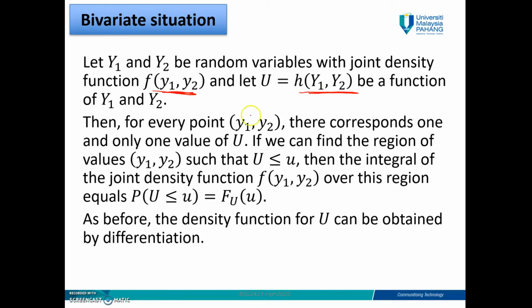Then, for every point of y1 and y2, there's one and only one corresponding value of u. So that means you have a point (y1, y2), and this point corresponds to one and only one value of u. And if we can find the region of values y1, y2 such that U is less than or equal to u, then the integral of the joint density function for Y1 and Y2 over this region is equal to the probability, which is the distribution function of U. This is what we want to find.